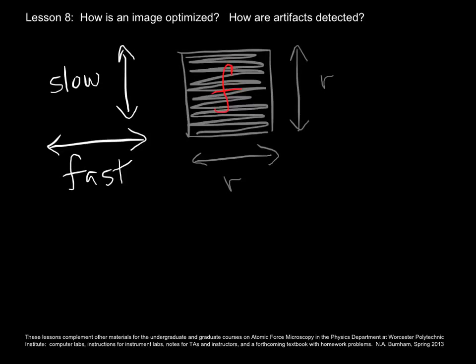You'll also set your set point force, which is essentially the deflection of the cantilever that the feedback loop is going to be holding constant.